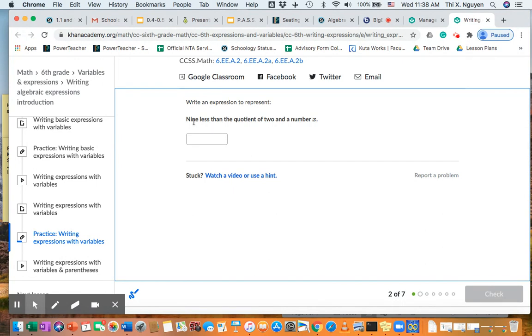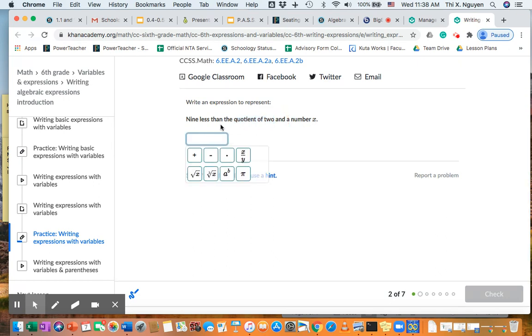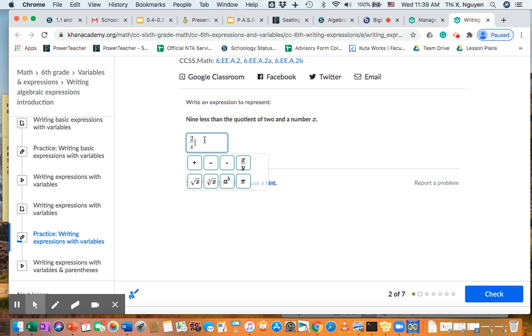This one says 9 less than the quotient of 2 and a number x, right? So quotient means divide. Less than means subtract, but 9 less than the quotient. So I'm going to group these. Quotient of 2, so that would be of 2 and a number. So quotient means 2 and a number x. 9 is less than this one, so I'm going to minus 9. So that should be the expression I'm going to write.